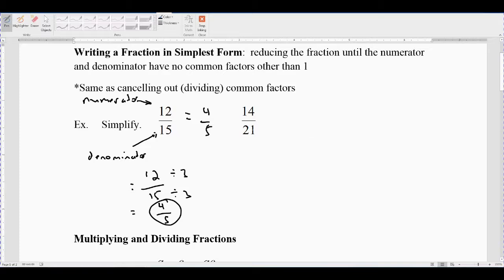Let's come over here to 14 over 21. What's the largest number that divides in 14 and 21? That number is 7. So I'm just going to divide both of those by 7. 14 divided by 7 is 2, and 21 divided by 7 is 3.